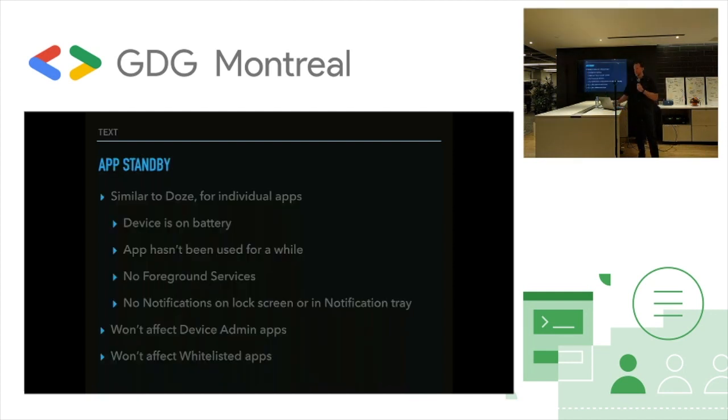And then we also have App Standby. So if Doze Mode is for the entire device, then App Standby is on an individual app level. Again, the device has to be on battery, because if you plug it in, App Standby ends. And the app has to have been not used for a while.